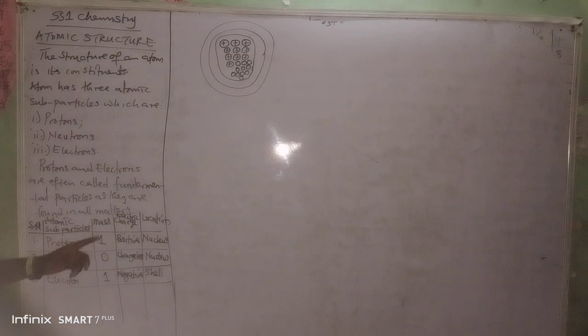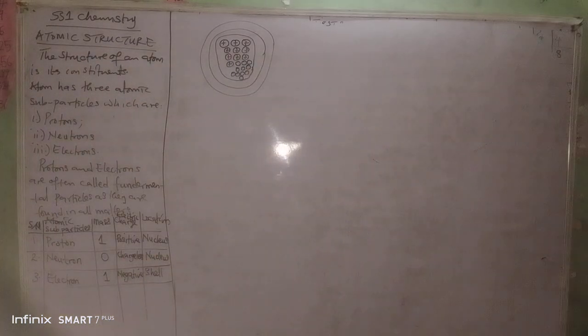Then look at this table. Proton, the unit mass of proton is 1 and the electric charge is positive. It is positively charged and it is found in the nucleus. The neutron has no charge and it has no mass, and it is also found in the nucleus. The electrons are negatively charged, their unit mass is 1 and they are found in the atomic shell. Now I am trying to draw the diagram of neon atom to show you something here.